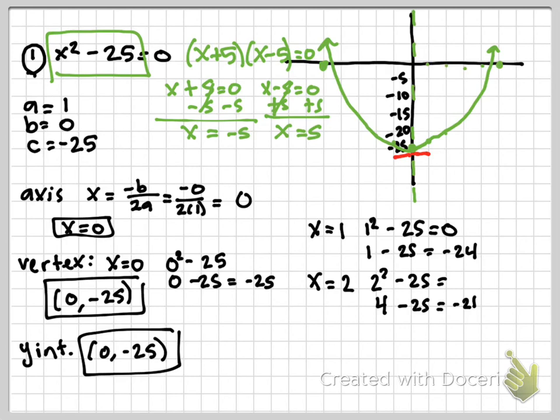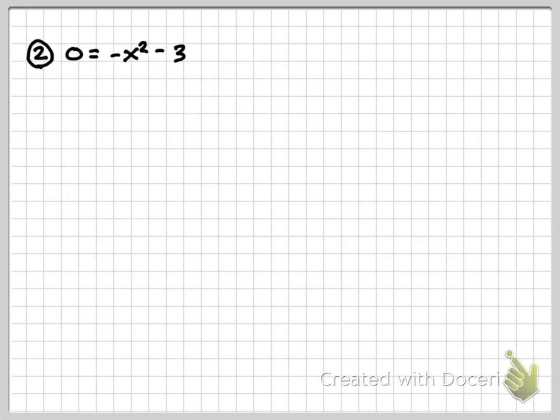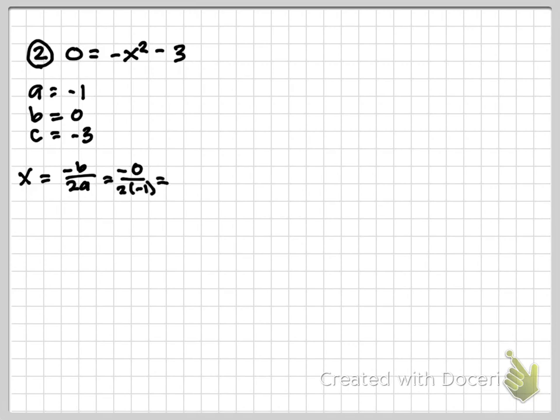All right, let's try another one. 0 equals negative x squared minus 3. So step 1 is to find my axis of symmetry. Before I do that though, a equals negative 1. There is no b value again, and c is negative 3. So my axis of symmetry, x equals negative b over 2a. Negative b is 0 over 2 times negative 1 is 0 over 2, which is 0. So my axis of symmetry is at x equals 0.